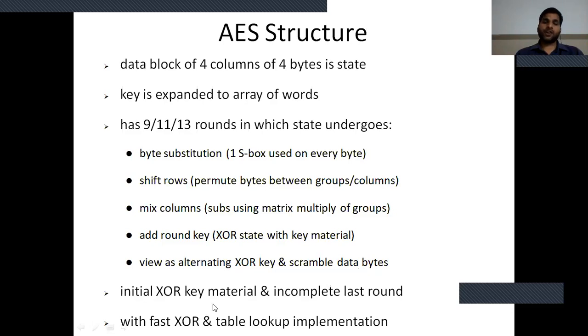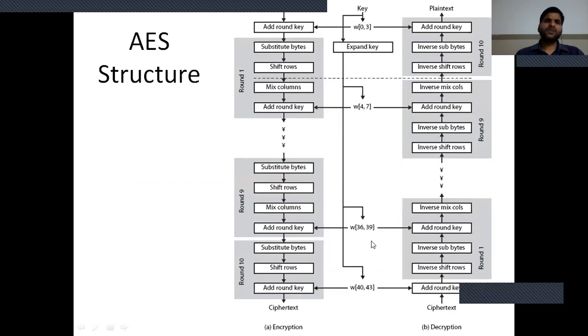So there is an initial XOR with key material and an incomplete last round, with fast XOR and table lookup implementations. So that is the AES structure.